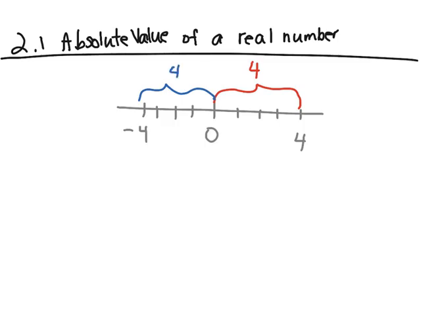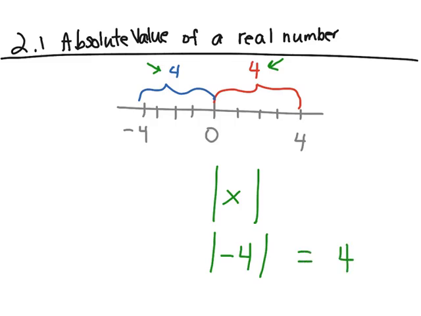So really what the absolute value of a number is, it's this distance. So it's always going to be positive. So absolute value looks like this. You'll have a number between two straight lines. All it's saying is that if you have a negative number in the absolute value, it'll turn into the positive.